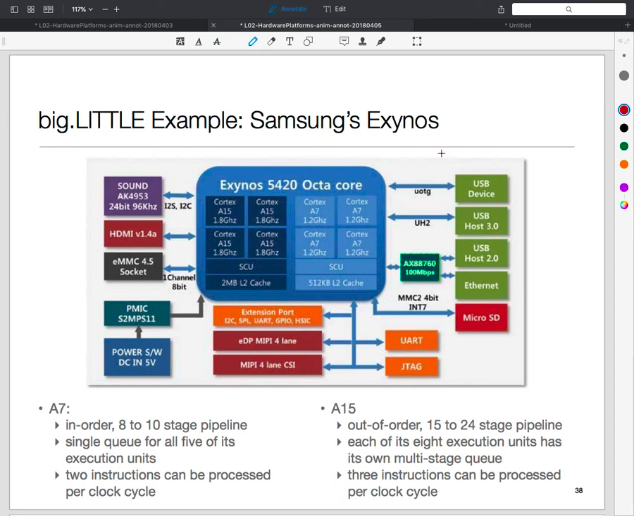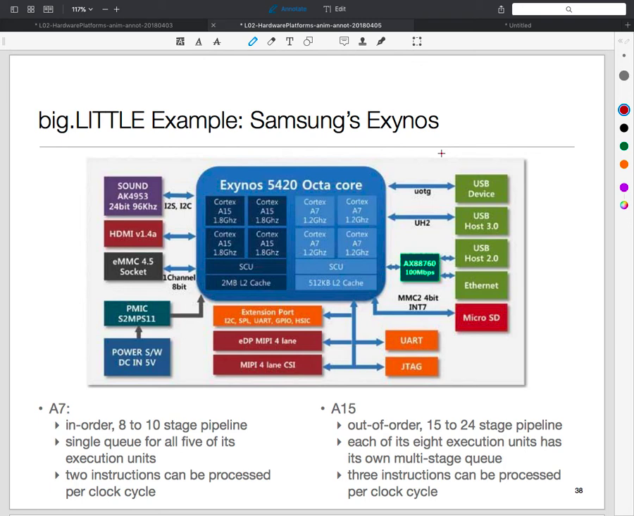Pipeline. That's the assembly line concept, where things are arriving and different stages of the processor are working on it. This has a shallower pipeline, 8 to 10 stages. This one is a much longer pipeline. So it can give much better performance on long workloads, but at a significantly higher hardware cost.